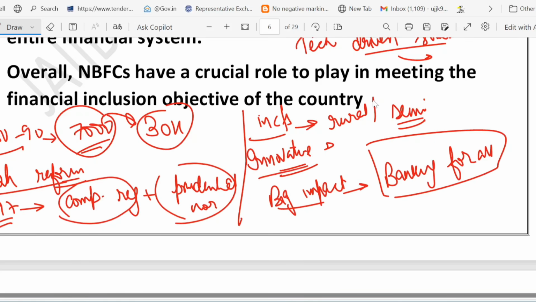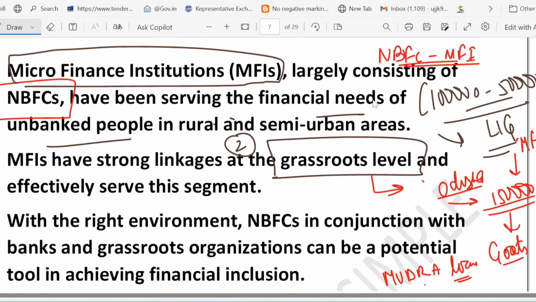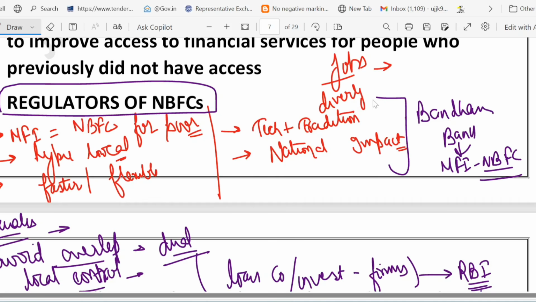So these NBFCs offer innovative products. They offer financial inclusion. They offer rural financial services to the rural and semi-urban areas. The big impact was that it offered banking for all, right? Then after, we talk about MFI. MFI is the microfinance institution, which is a kind of NBFC for the very poor. Hyper local, they offer service through locals. They are faster. They are flexible, right?